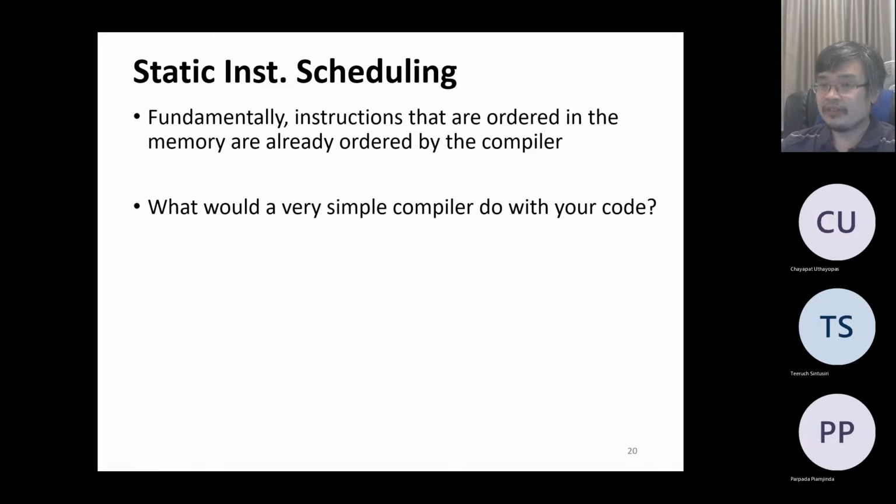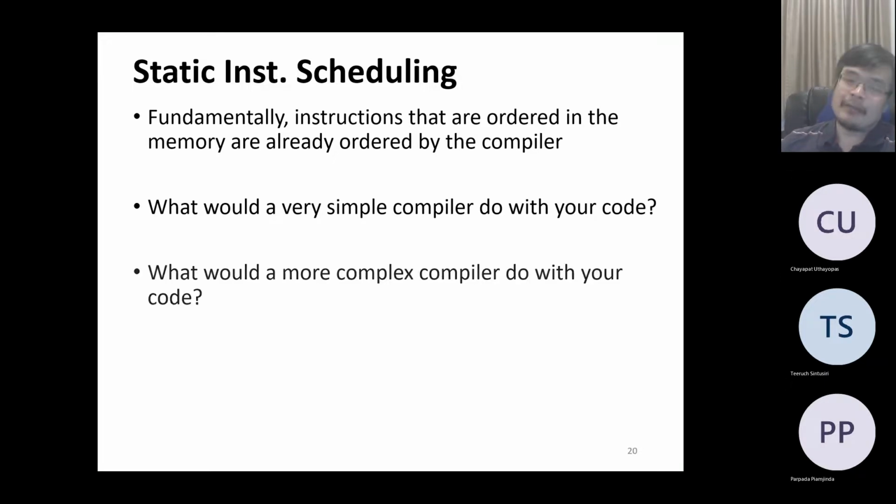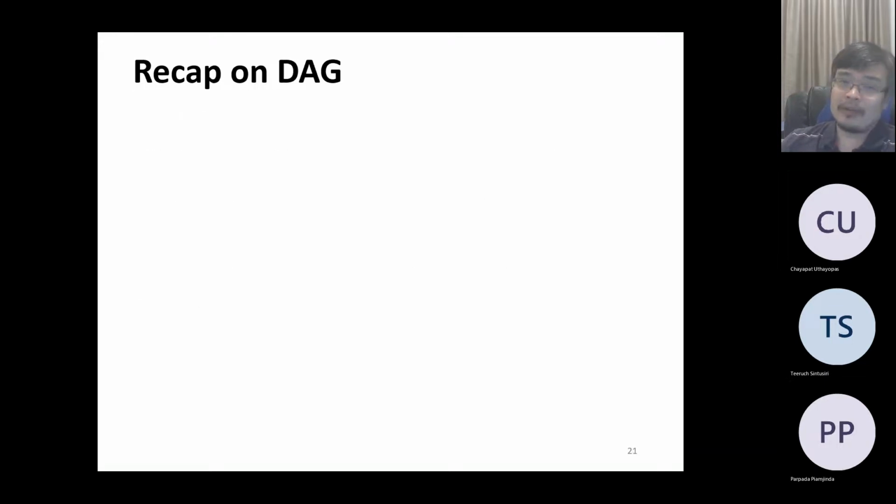So these are something simple that a compiler can do, but the more complex task that a compiler can do is actually to try to figure out, for example, if I have 5 ALUs, can I try to create an instruction stream that allows you to send all those 5 execute operations at the same time, right? So a quick recap on this concept of directed acyclic graph.